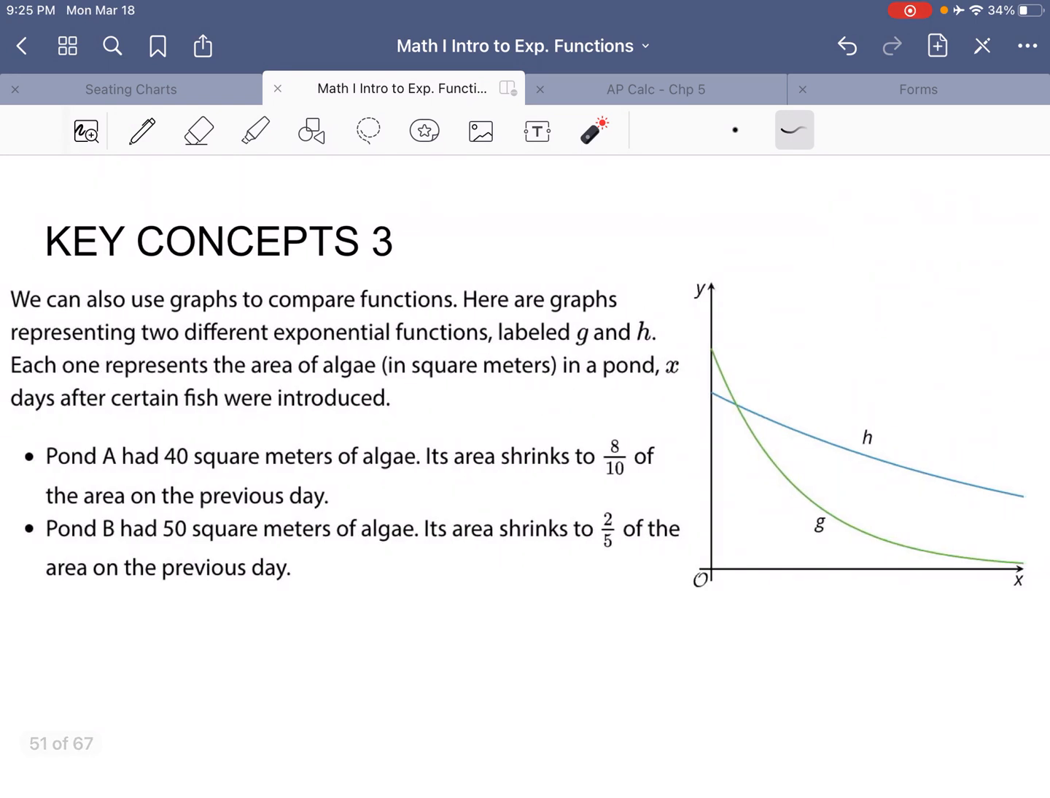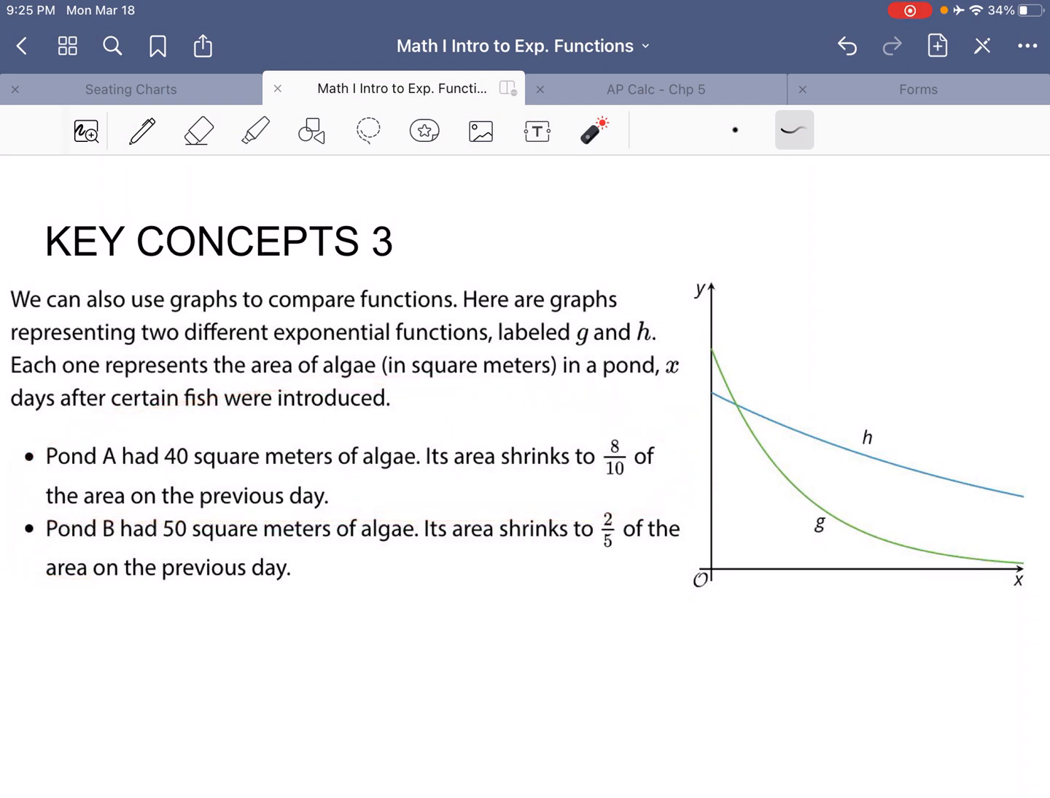Now we can also use graphs to compare functions. Here are graphs representing two different exponential functions, labeled g and h. Each one represents the area of algae in square meters in a pond x days after certain fish were introduced. If you look at h, it has a lower starting value than g does, but g drops in value faster than h does.